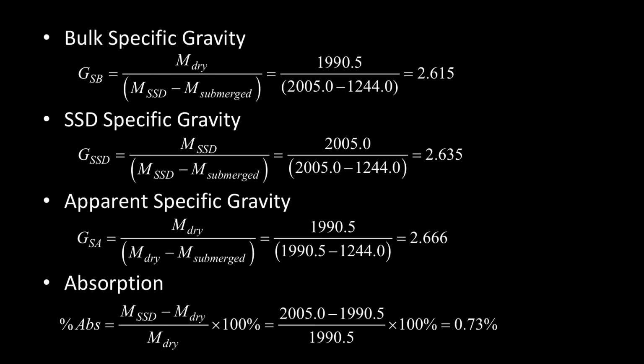Absorption is calculated as the difference between the SSD sample mass and the oven dry sample mass divided by the oven dry sample mass times 100%. For this example, the bulk dry specific gravity is 2.615, the SSD specific gravity is 2.635, the apparent specific gravity is 2.666, and the absorption is 0.73%.